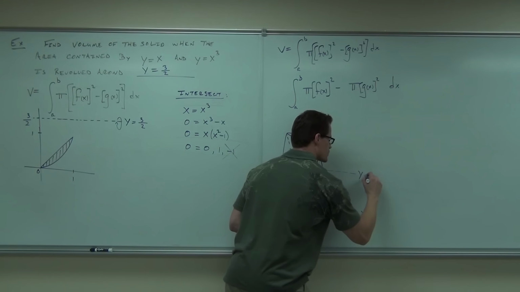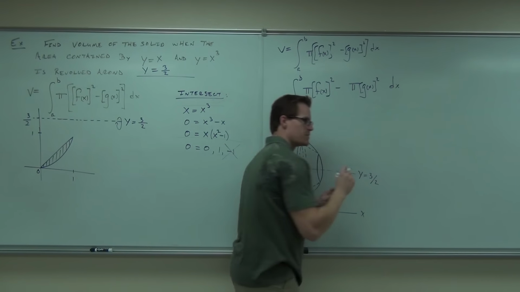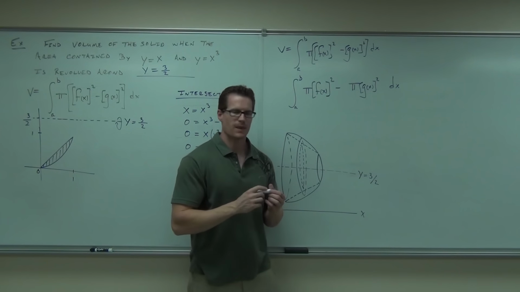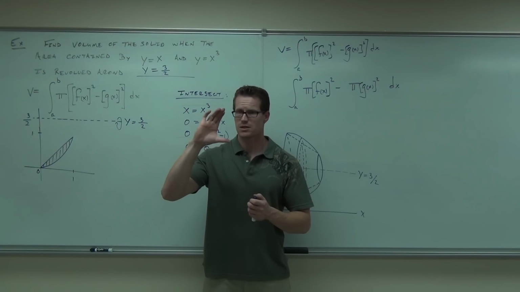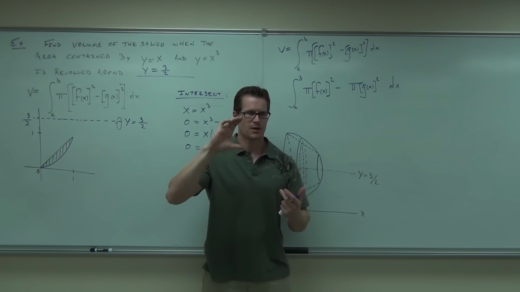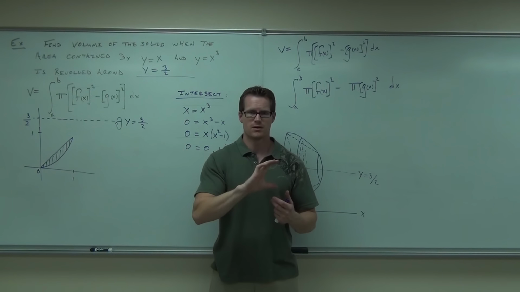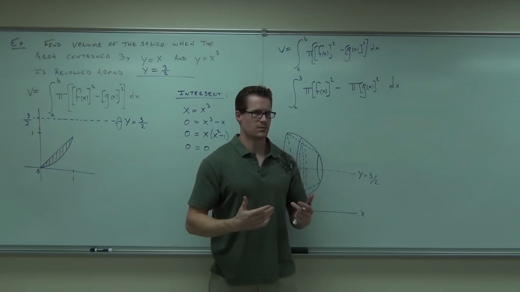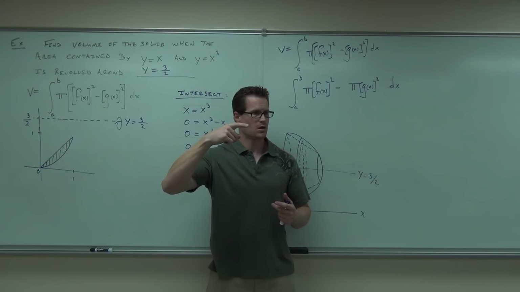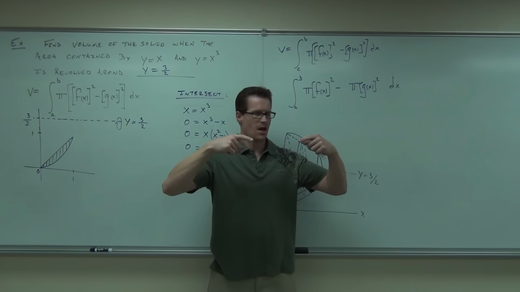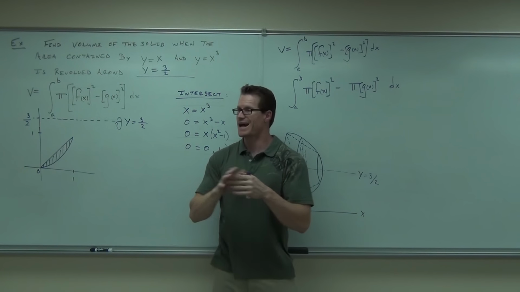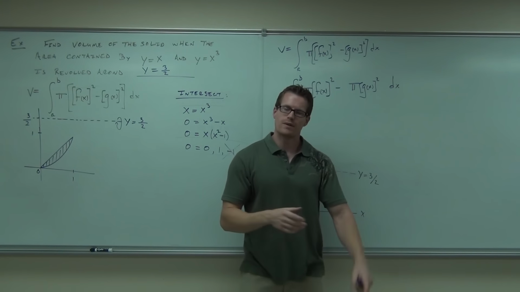If this is y equals 3/2, here was basically the idea for going around an axis. Find the radius, square it, times it by pi. Find the other radius, the inside radius, square it, times it by pi, and then subtract them. That's the area of the outside one, minus the area of the inside one, and then we integrate the area. That was the idea. Did you get the idea? Well, now this is very similar.